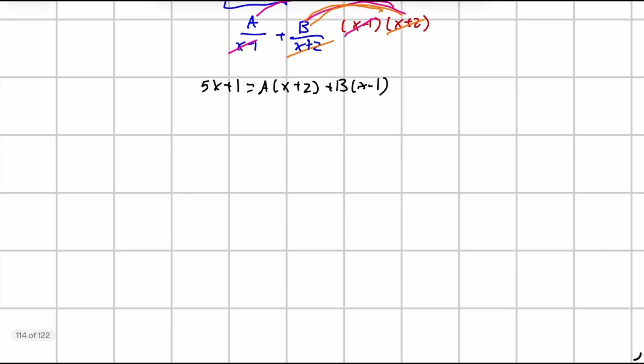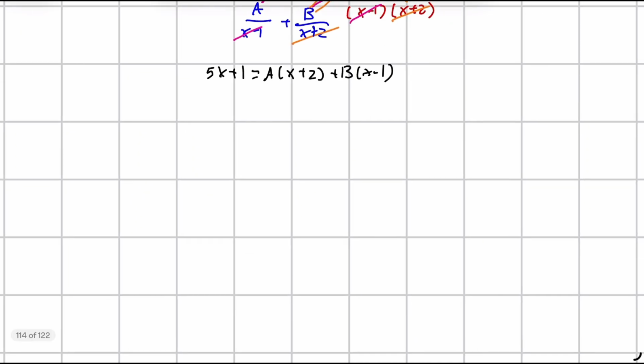So then we have to substitute in values for x, right? So let's say x is equal to 1. So we're going to get 5 times 1 plus 1 is equal to A times 3. Because if you have 1 in here, this part's going to cancel out. So you ignore the part with B.